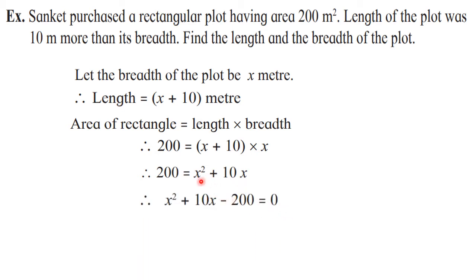So see, x square plus 10x. This plus 200 if we shift here, it is going to become minus 200. And then it is written properly, and we got the equation as x square plus 10x minus 200 is equal to 0. So this is called as what? Quadratic equation. Now here in this chapter we are going to learn the various methods to solve this quadratic equation.